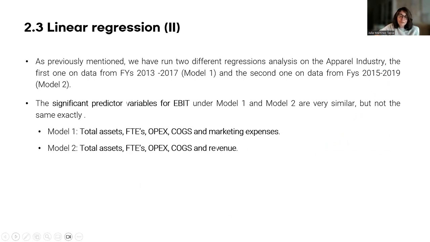So having that in mind, if you remember, we have run two different regression analyses on the FASTA apparel industry. The first one on data from fiscal years 2013 to 2017, and the second one on data from fiscal years 2015 to 2019. The significant predictor variables for the EBIT resulting from model one and model two are very similar, but are not exactly the same. And then we will try to understand why. For the first model, the significant predictor variables were total assets, full-time employees, operational expenses, cost of goods sold, and marketing expenses. And for the second model, which is the most recent, the significant predictor variables were total assets, full-time employees, operating expenses, cost of goods sold. By now we are at the same position, but then we got revenue instead of the marketing expenses.